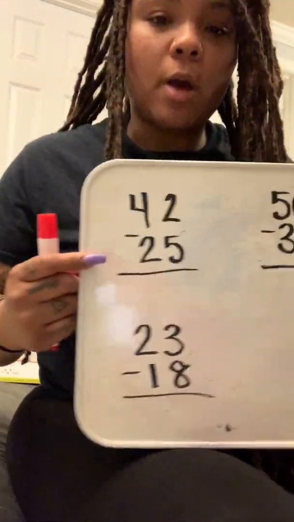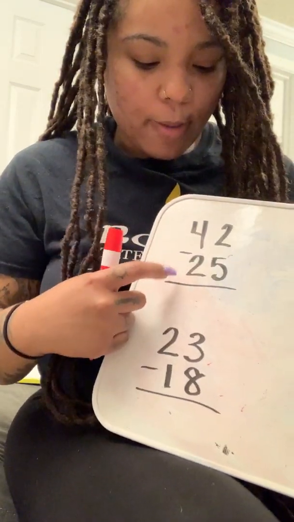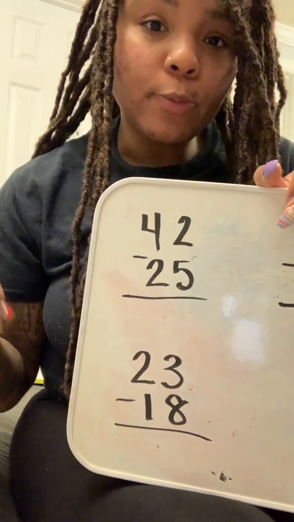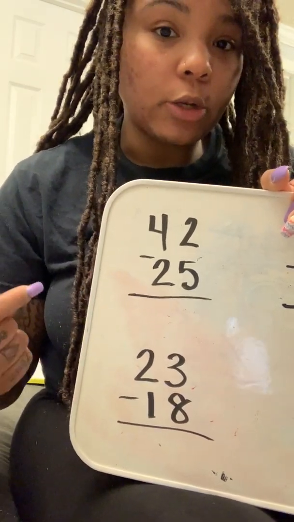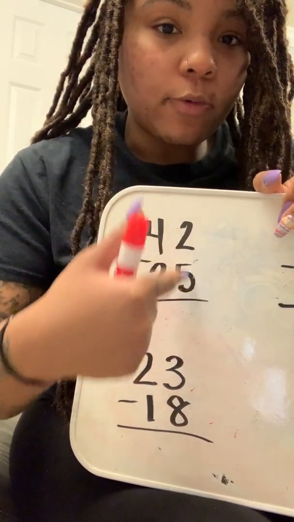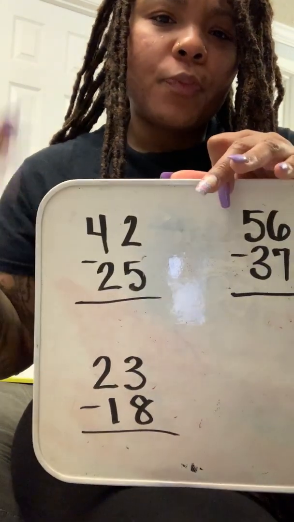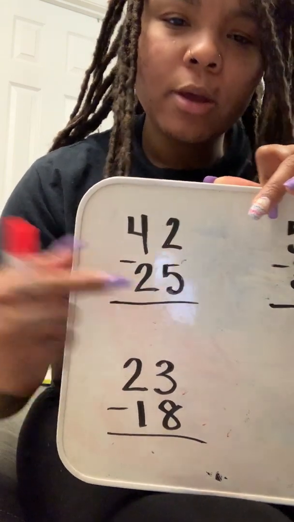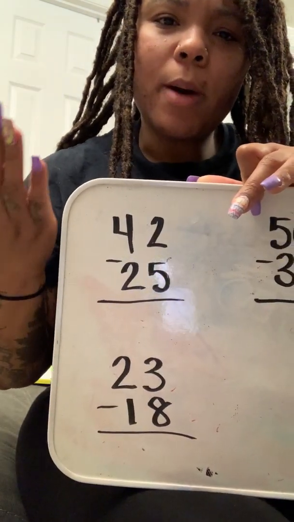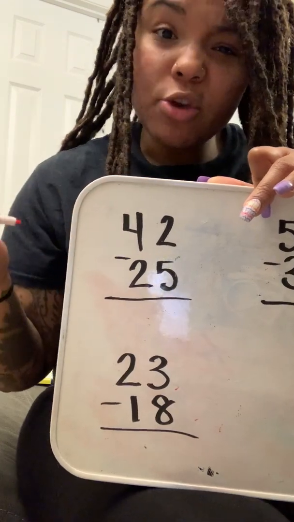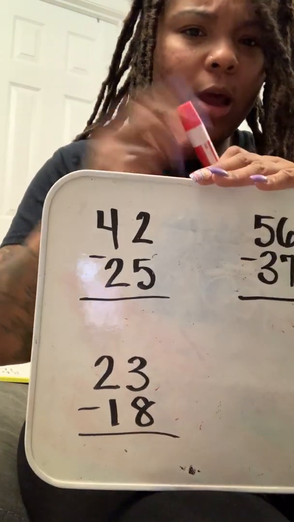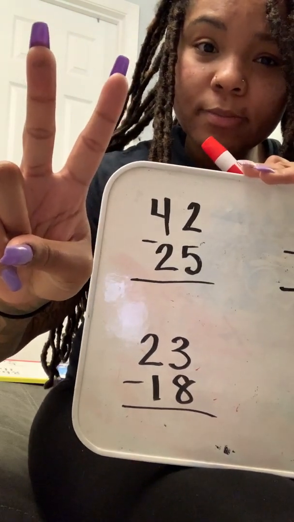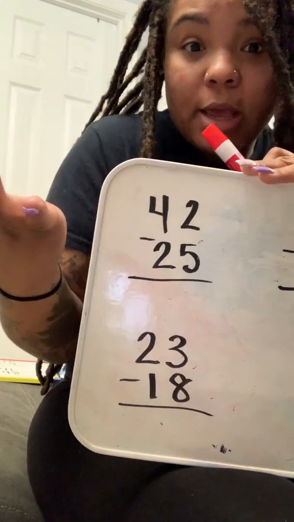So we're going to look at our first problem here, 42 minus 25. As in any problem, when we do math vertically, we're always going to start in the ones place. So we know we're going to start over here with our 2 and our 5. So we have 2 minus 5. What do you notice about that? Can you take 5 away from 2? Like if I have 2, can I take away 5? No, I don't have 5 to take away.